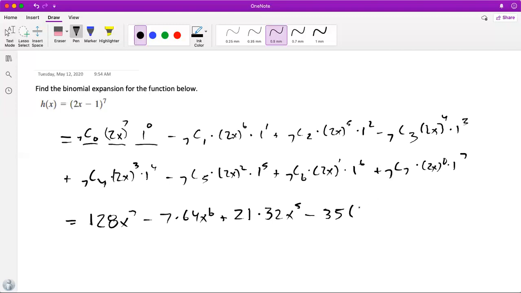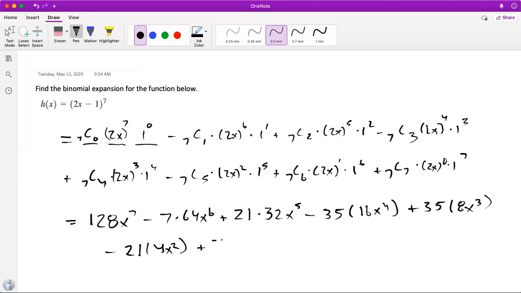times 2x to the 4th, which is 16x to the 4th, plus 7 choose 4, which is the same as 7 choose 3, so it's 35 times 2x cubed, which is 8x cubed. Minus 7 choose 5 is the same as 7 choose 2, which was 21, times 4x squared times 1 to the 5th.